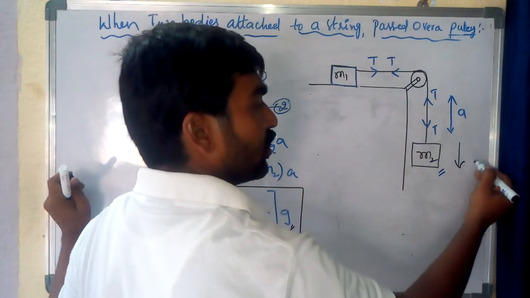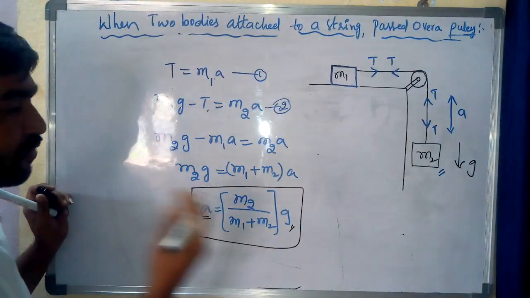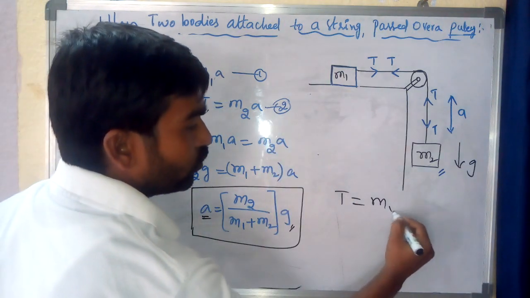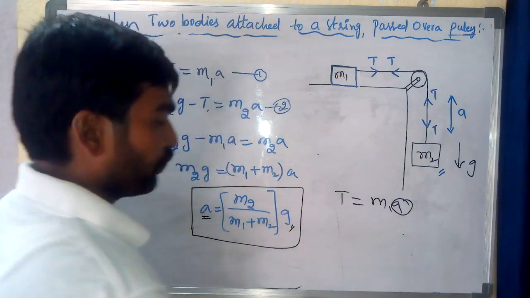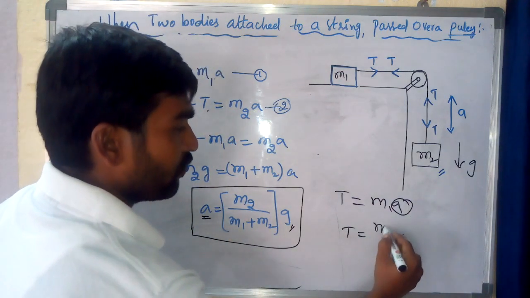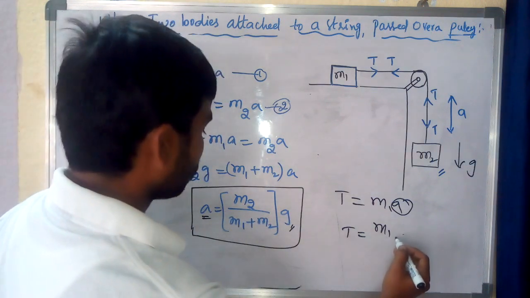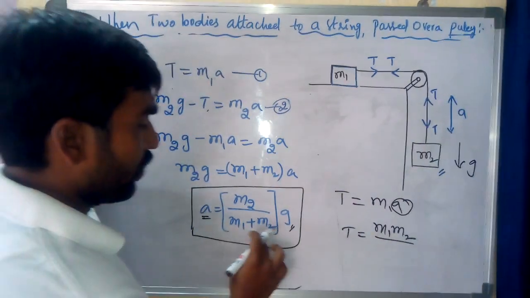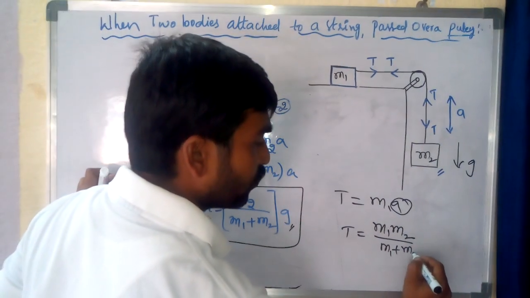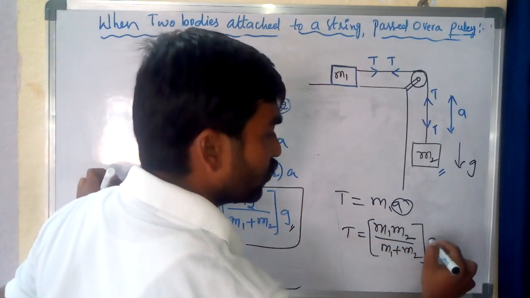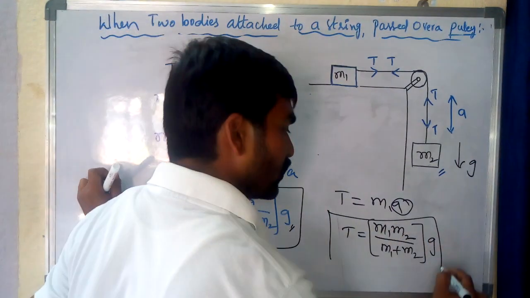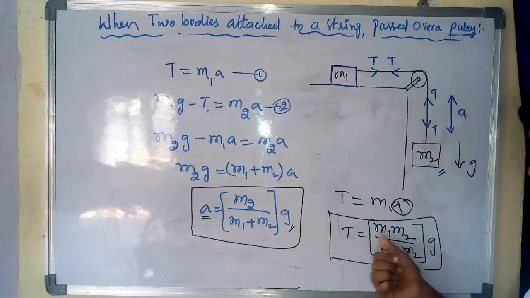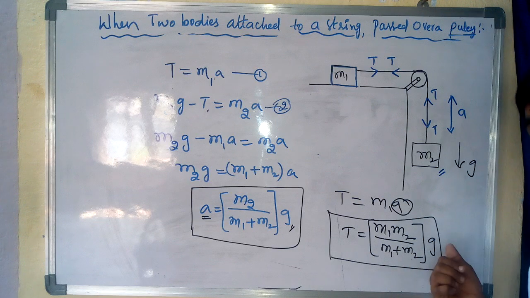We know that. Now we are finding the tensional force. We have the formula T is equal to m1 into A. So I am substituting the A value here. T is equal to m1 times the A value, that is m2 upon m1 plus m2, into G. So this is the tensional force. T is equal to m1 m2 upon m1 plus m2, into G. This is the tensional force of the given bodies.